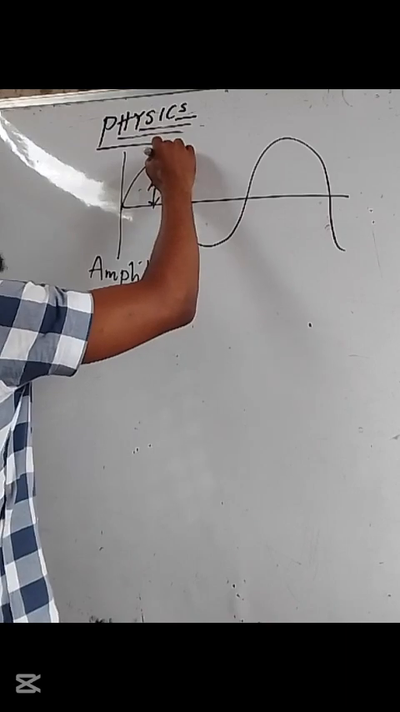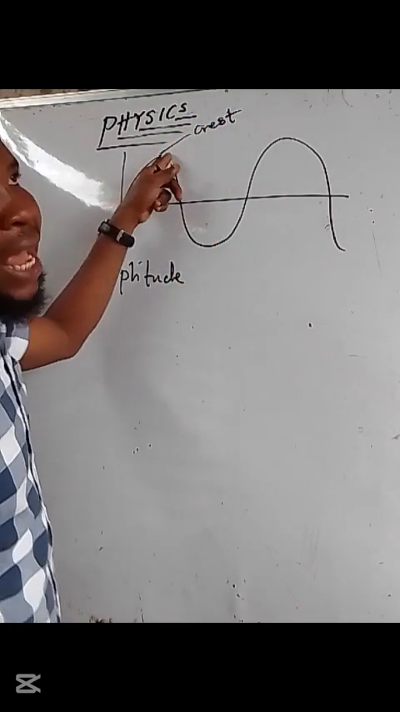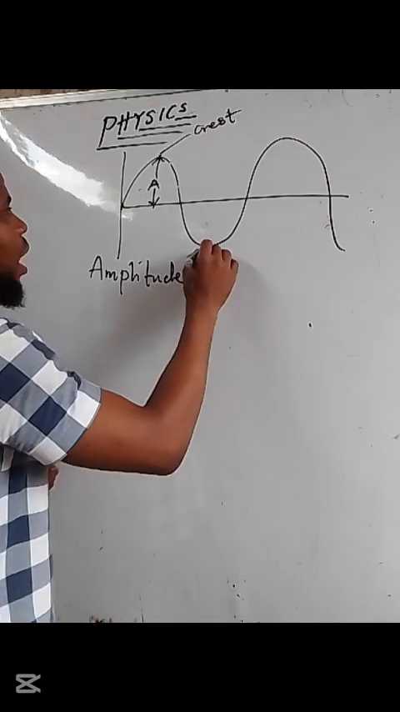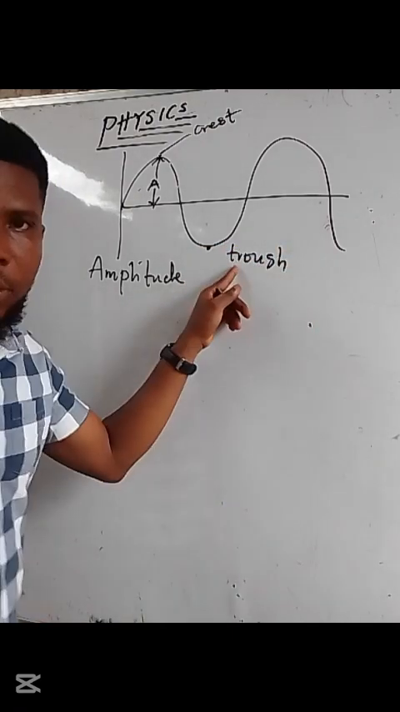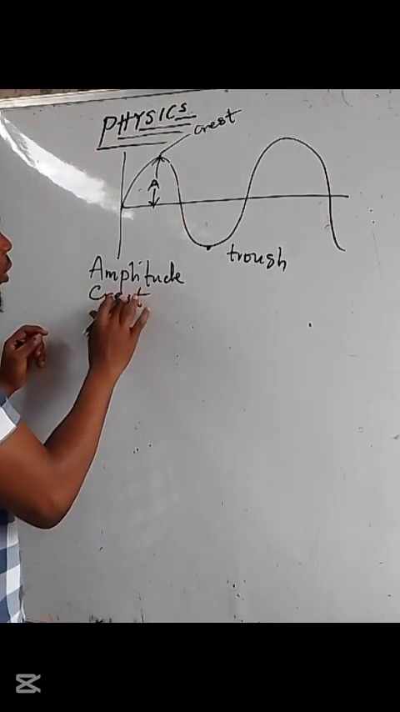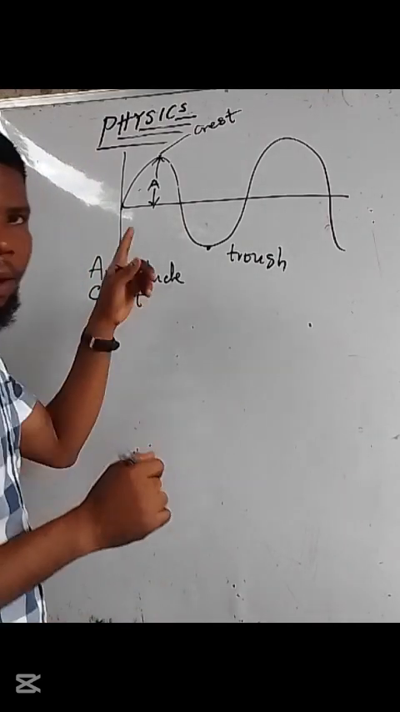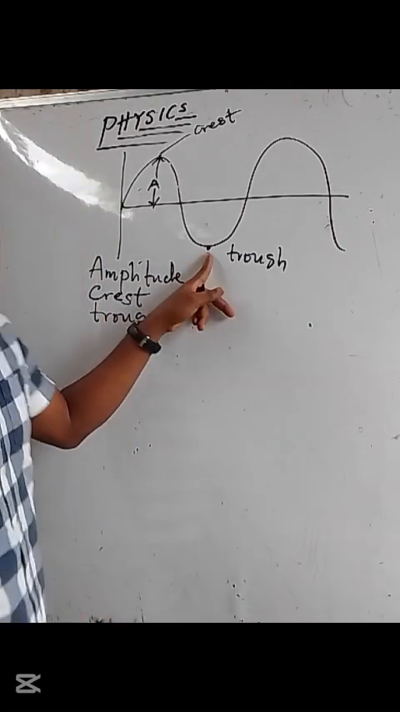So then we have another point here called press. That highest point is called press. Then this lowest point is called yaw. So what is press? Press is the maximum point in a wave form. What is yaw? You can see yaw. Yaw is this lowest point here.